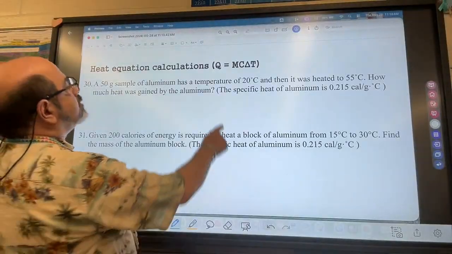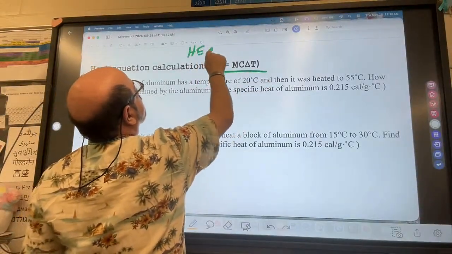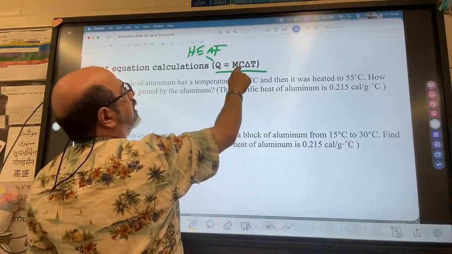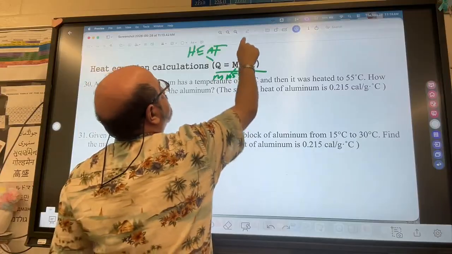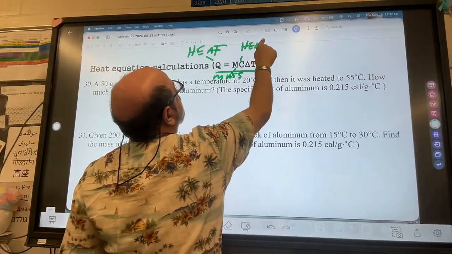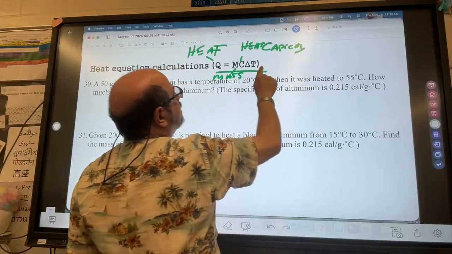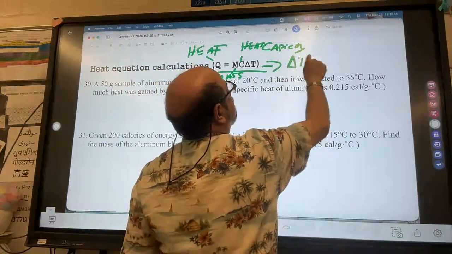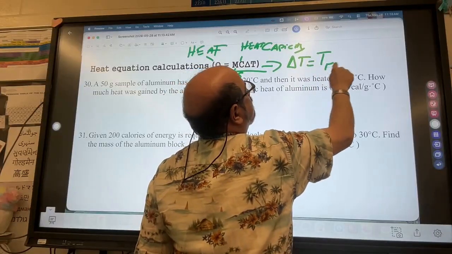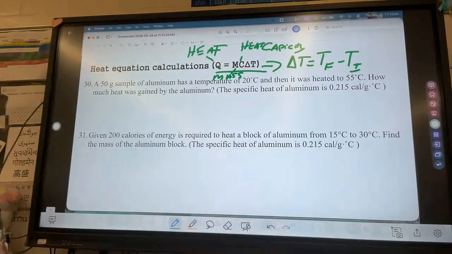Heat calculations. Q is mc delta T. Q is heat. M is the mass. C is the heat capacity, or specific heat. And then delta T is the change in temperature, T final minus T initial. So now we just have to figure out which ones we need and which ones we have in the equation.